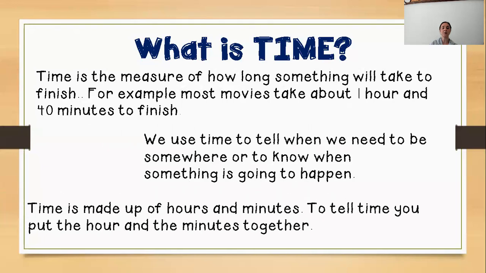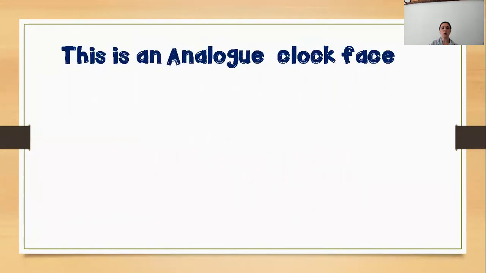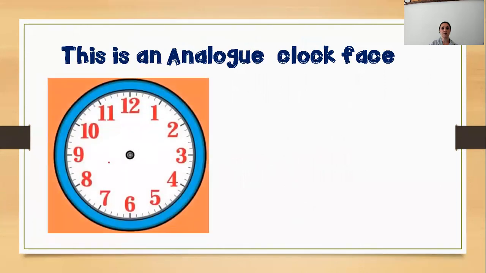Right, when we look at time in hours and minutes, it is made up of hours and minutes. And in order to tell time, you have to put the hours and the minutes together. If they're not together, it won't make sense because then the hour will just stay stuck and the minute will stay stuck. So you put them together. Right, we're talking about analog time today, and an analog clock looks like this.